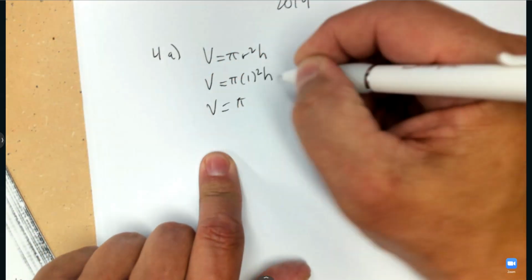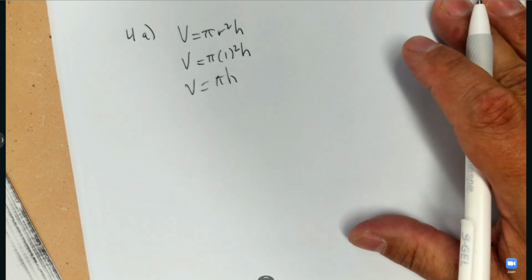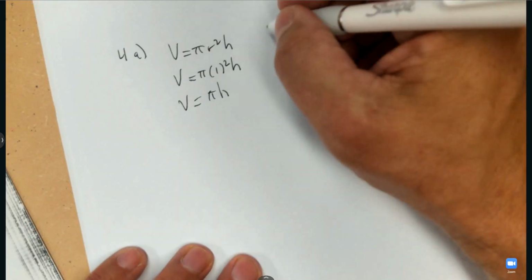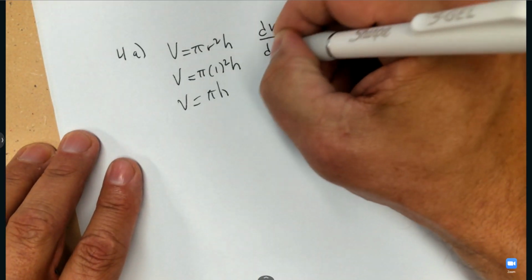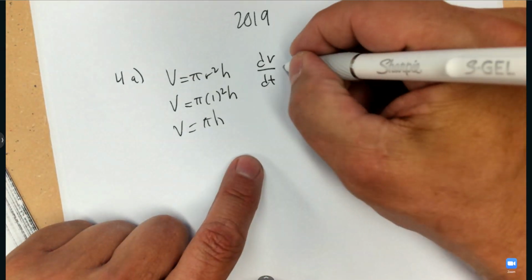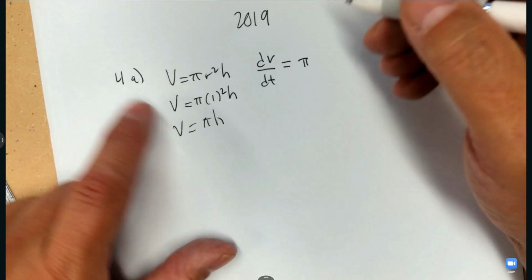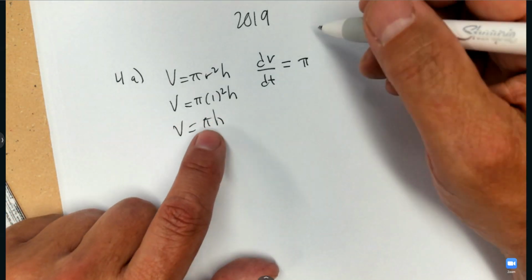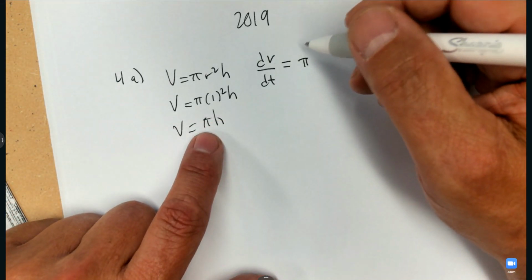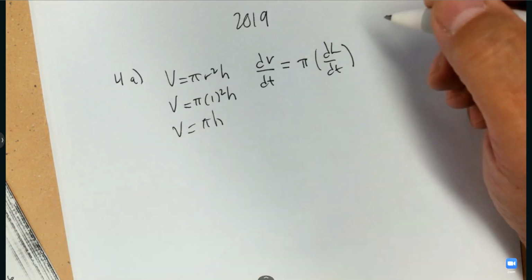I'm going to simplify it. So 1 squared times that. And now I have an equation I can take the derivative of. When I take the derivative, it's with respect to time. So the derivative of v is dv by dt, but it needs the hook. The derivative of pi times h is pi. If the derivative of 2h would be 2, then pi h is pi. And then it needs the hook dh by dt.